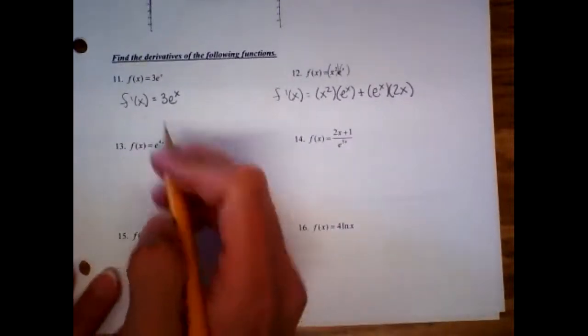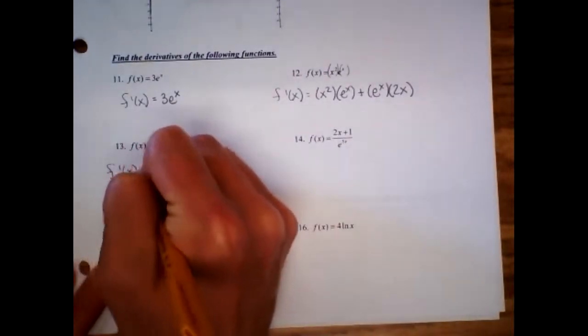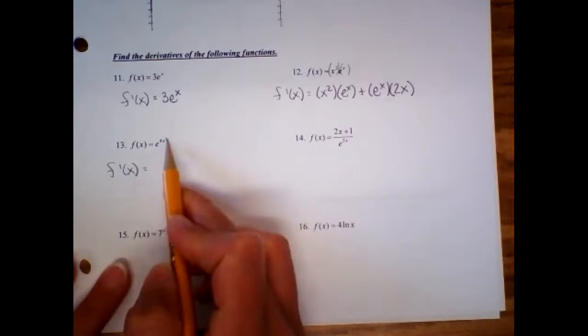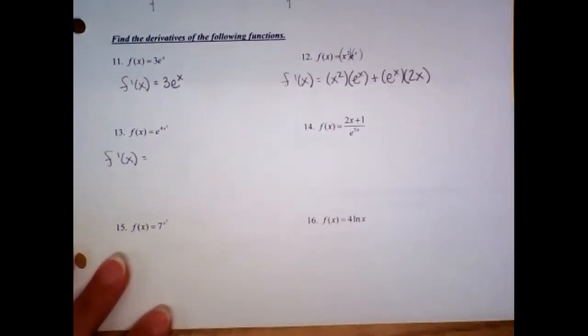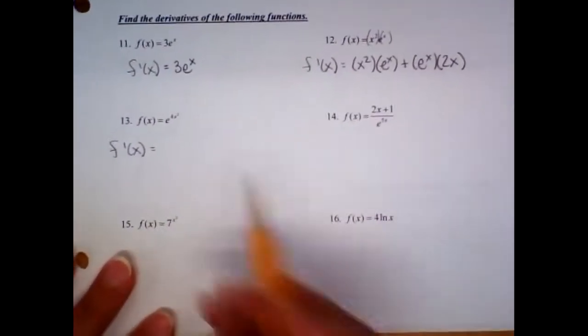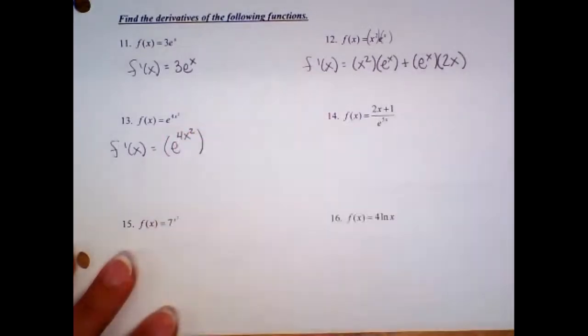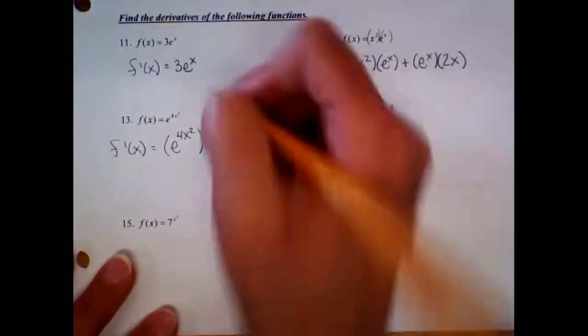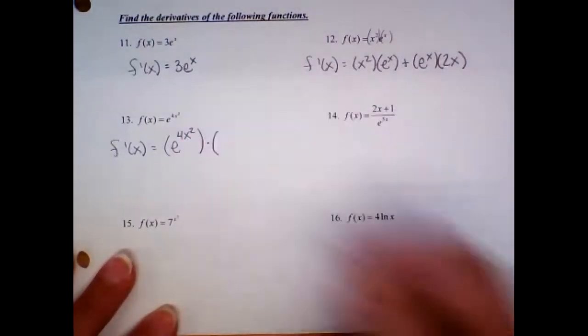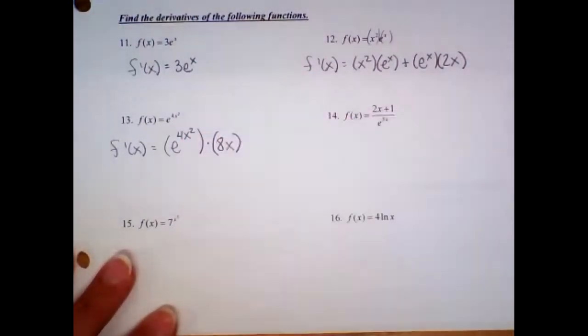All right, this one's chain rule. So the exponential is the outside function, and then inside of that is the 4x squared. Let me zoom in. So it's going to be itself. And it's like, Ms. Cole, it looks like you just wrote down the problem. Sure did. That's all that is. And then you're going to chain on the derivative of 4x squared, which is 8x.